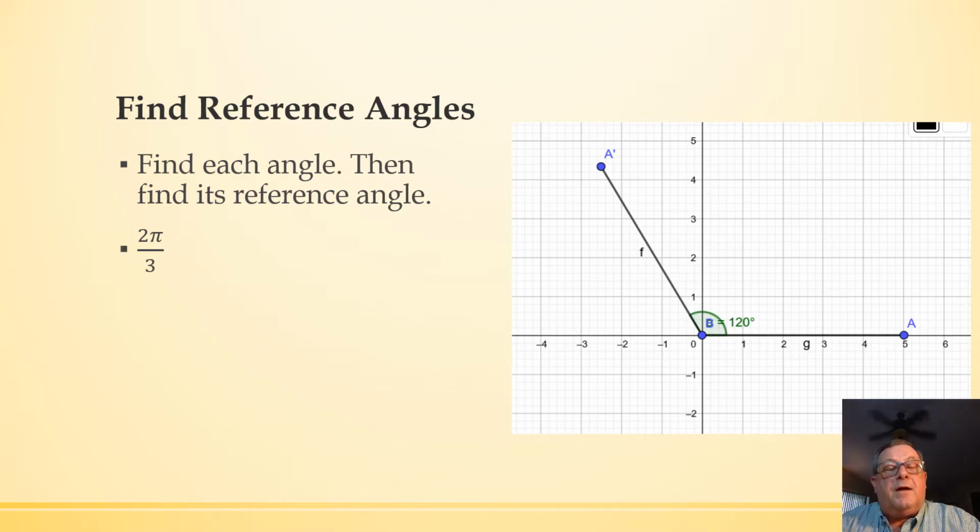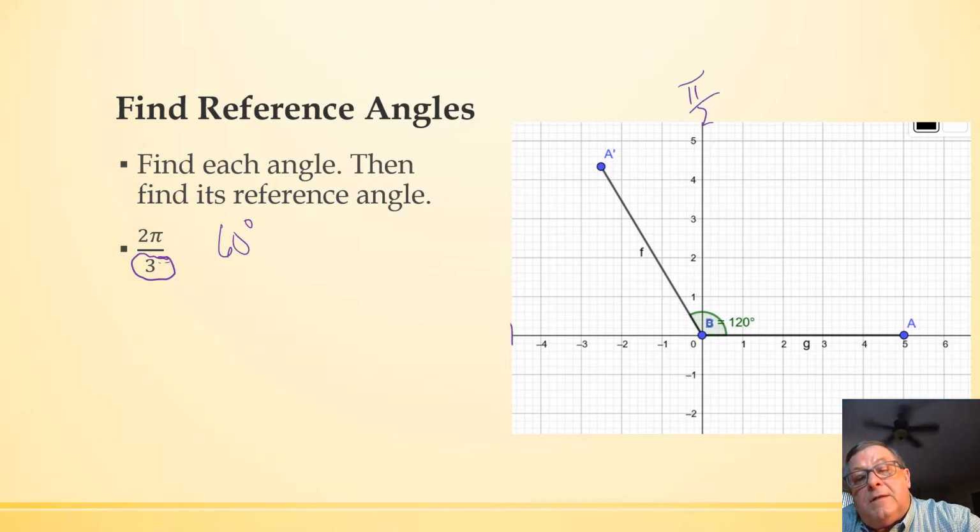It says find each angle's reference angle, and our angle is 2 pi over 3. One thing to note, anytime I'm in radians and I see a denominator of 3, I know that this is somehow a multiple of 60 degrees. Pi over 3 is the same as 60 degrees. I also know that when I'm in radians, this is pi over 2, the x-axis here is pi, this is 3 pi over 2, and this is 2 pi, or 0.